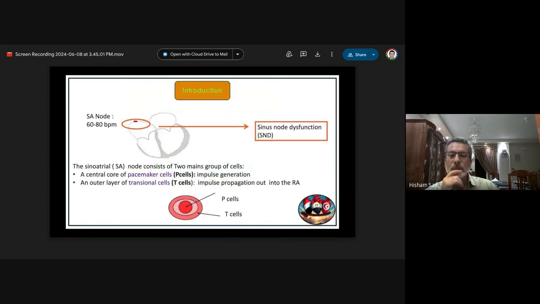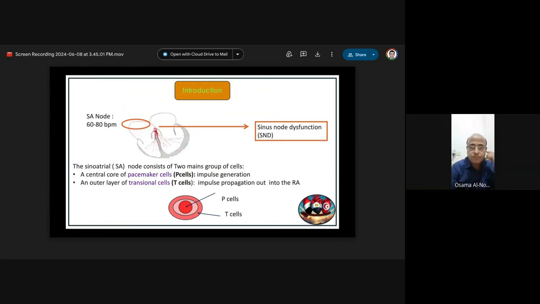As we know, the sinus node is located in the top right part of the right atrium, at the junction of the superior vena cava and the right atrium. It acts as the natural pacemaker of the heart. The sinus node consists of two main groups of cells: the pacemaker cells, P cells, responsible for impulse generation, and the transitional cells, T cells, responsible for impulse propagation out into the right atrium.